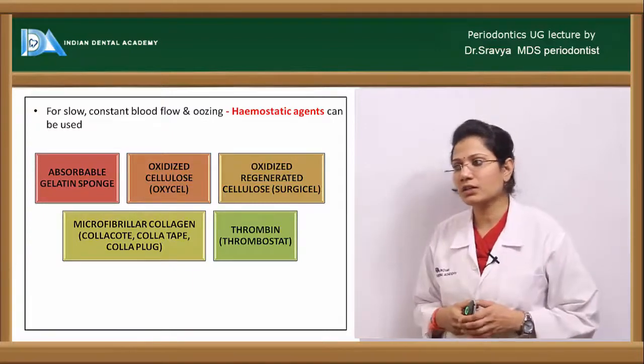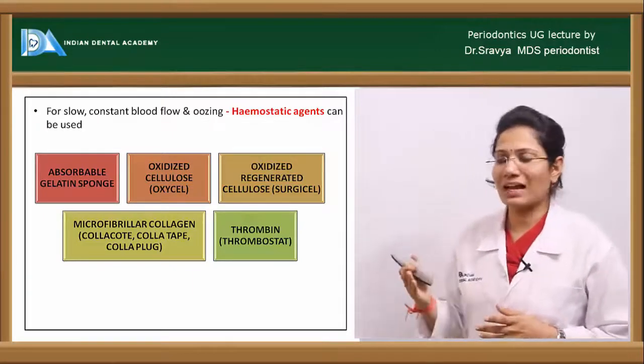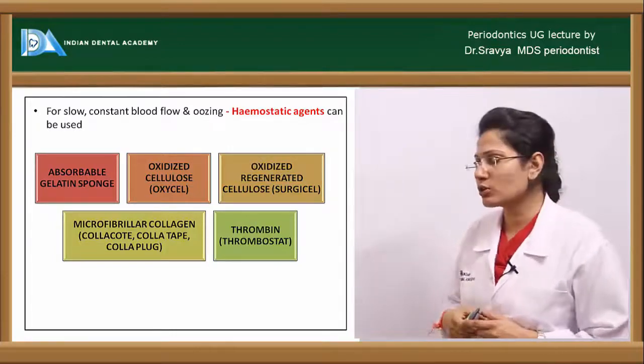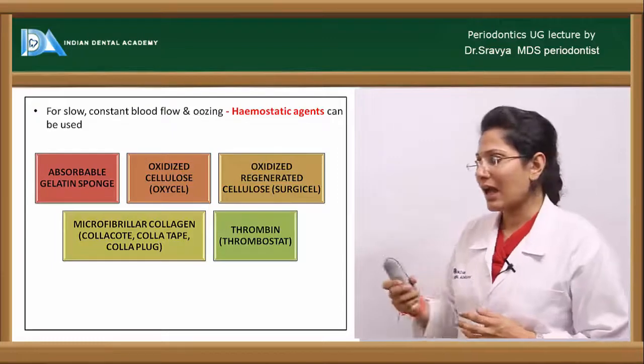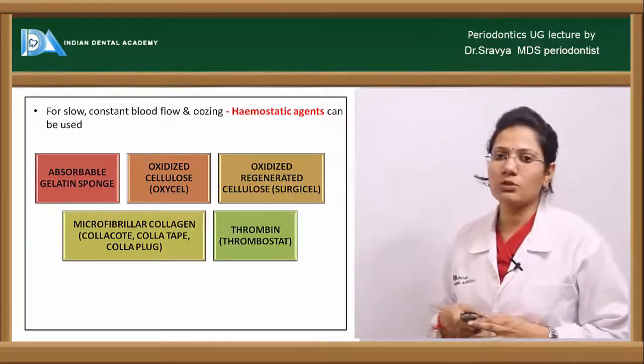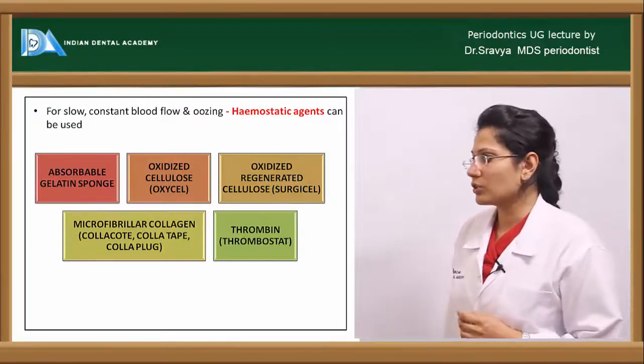For a slow, constant blood flow that is oozing, what are the hemostatic methods that you can use? The list is given here. One would be the absorbable gelatin sponges, oxidized cellulose, oxidized regenerated cellulose, microfibrillar collagen, and thrombin. All these are the hemostatic agents which are available, which you can use.